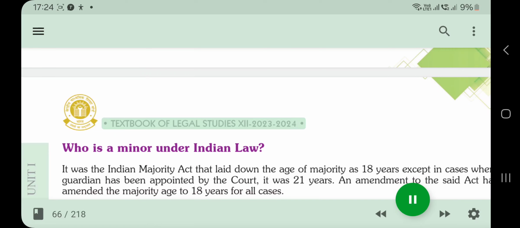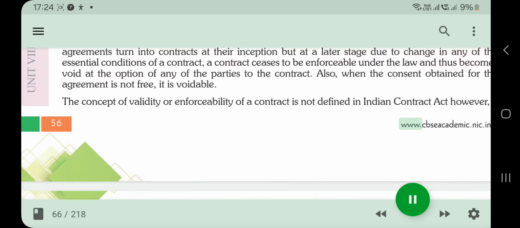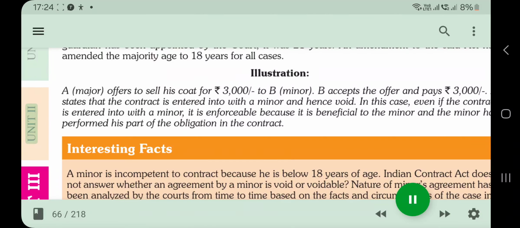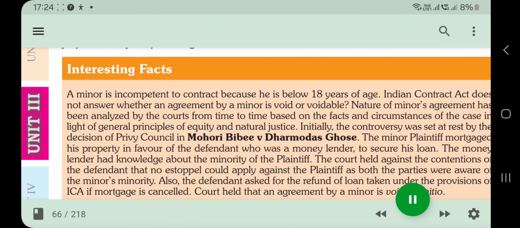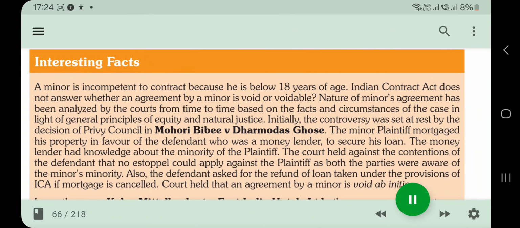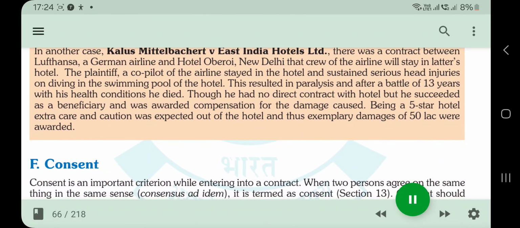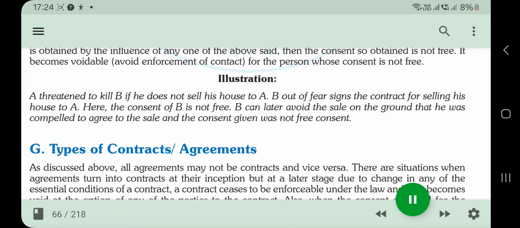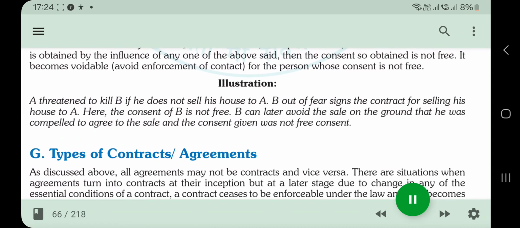Textbook of Legal Studies XII, 2023-2024. www.cbseacademic.nic.in. Unit I, Unit II, Unit III, Unit IV, Unit V.